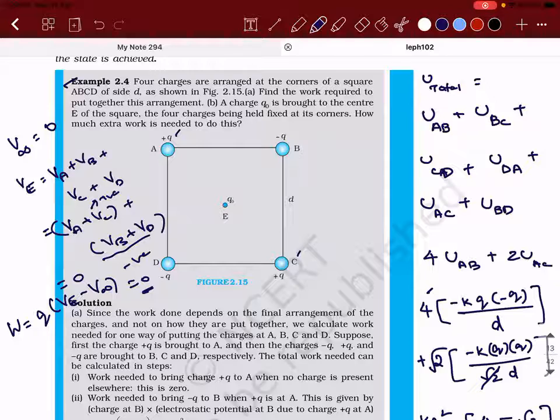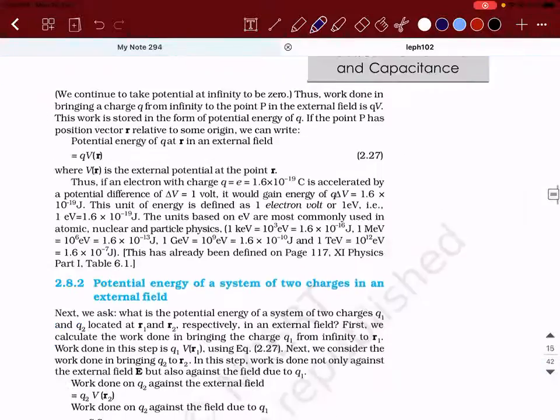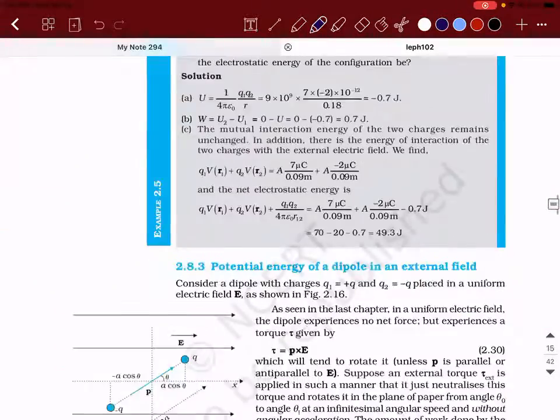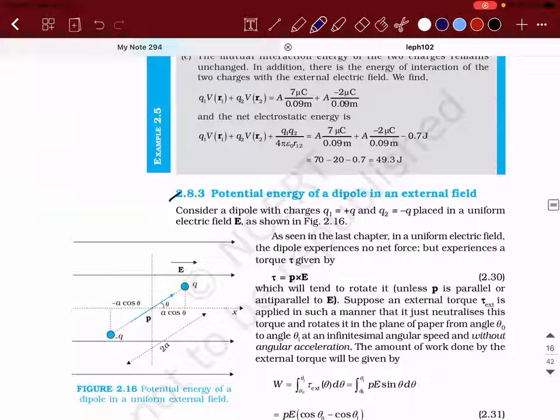So I hope it is clear, right? The last but one concept from the first part of this chapter is potential energy of a dipole in an external field. Write down the heading as potential energy of a dipole in an external field.